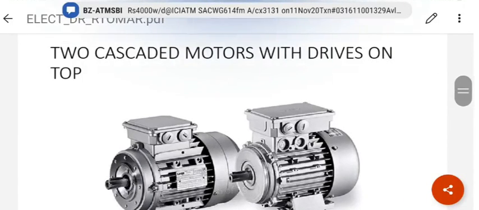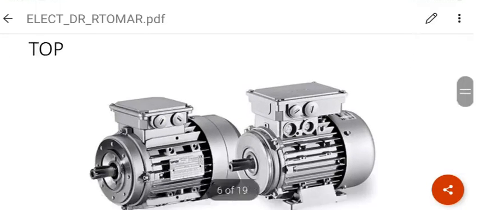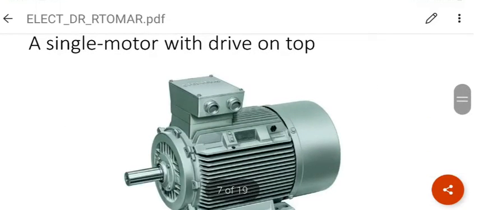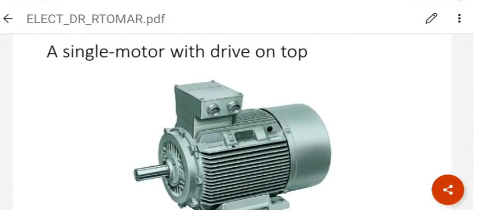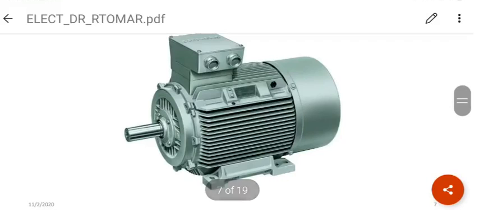Here are two motors cascaded and drives are on the top. You don't see anything except controls. That's it. Single motor is also shown here. Again, a drive on top. Most of the time, drive will keep doing things automatically. You don't have to worry about anything. If there is a red light on or a warning signal, then you have to do manual intervention, for which there are inputs available.